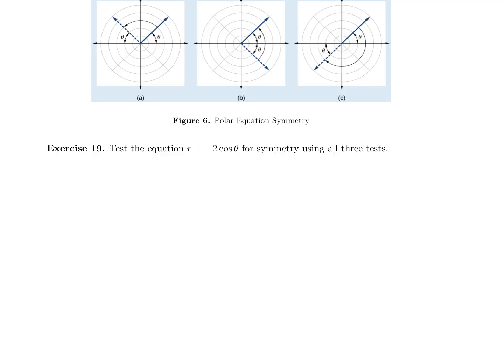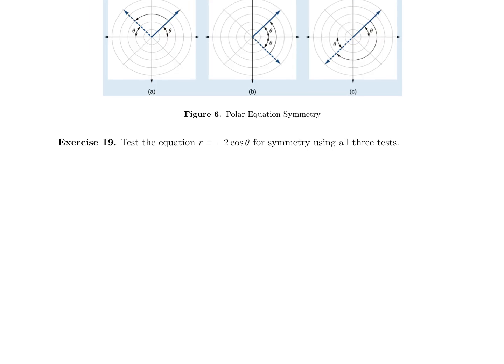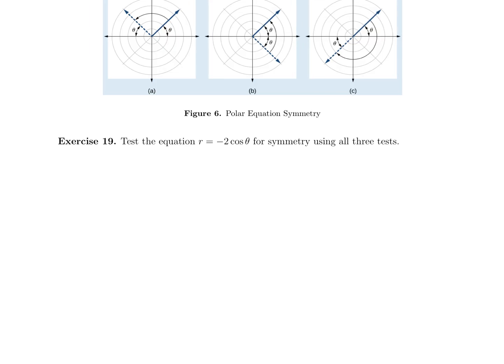Let's look at this first example. They give us an equation in polar form, and we need to test all 3 types of symmetry. Let's start with the first one, theta equals pi over 2, also known as the y-axis symmetry. That's going to be the first test. If you recall, you're replacing both r and theta with negative r and negative theta. You can look up above if you need to remember that. So let's do that now.